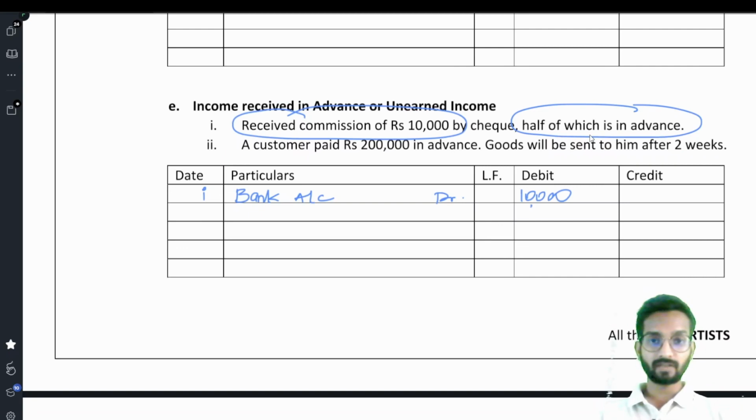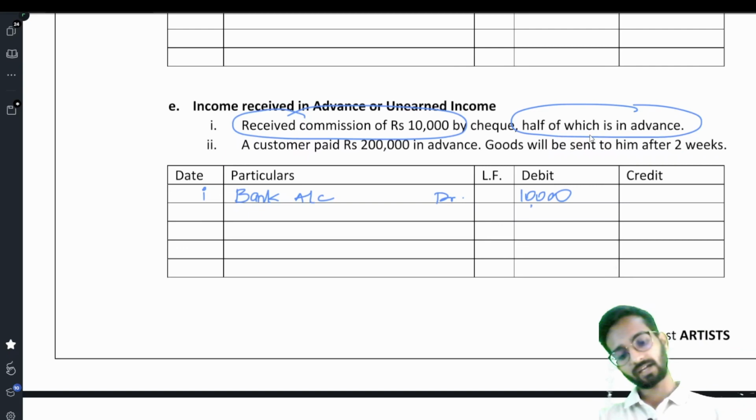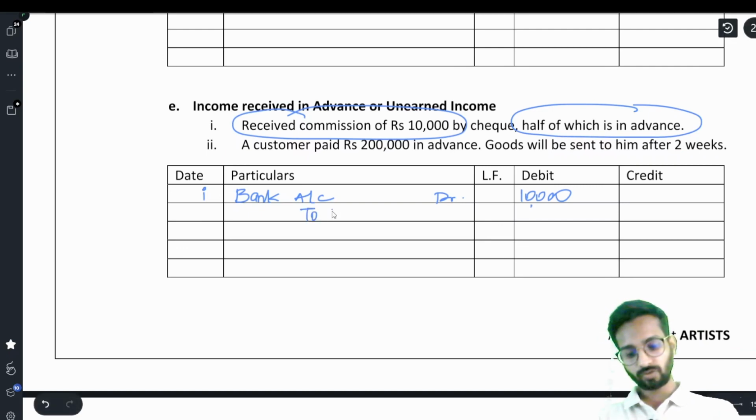I have received 10,000, half of which is in advance. If I have received money in advance, it is my liability because I am still obligated to provide some services. So bank account debit 10,000 because I received the money. To commission income, because it is my income. How much? 5,000 is my income. Extra 5,000 I received in advance.